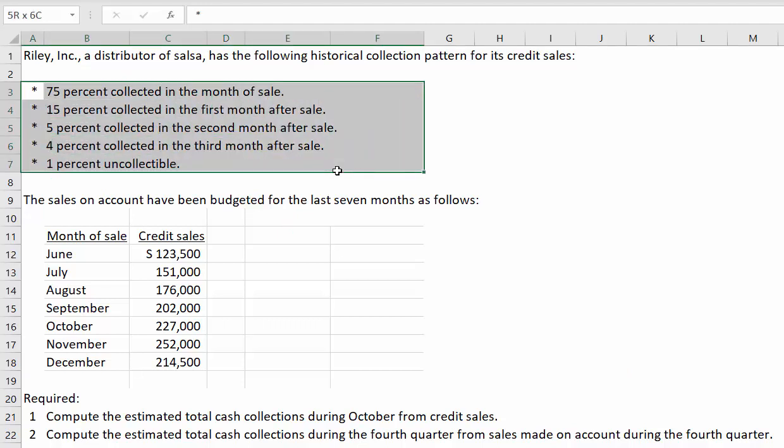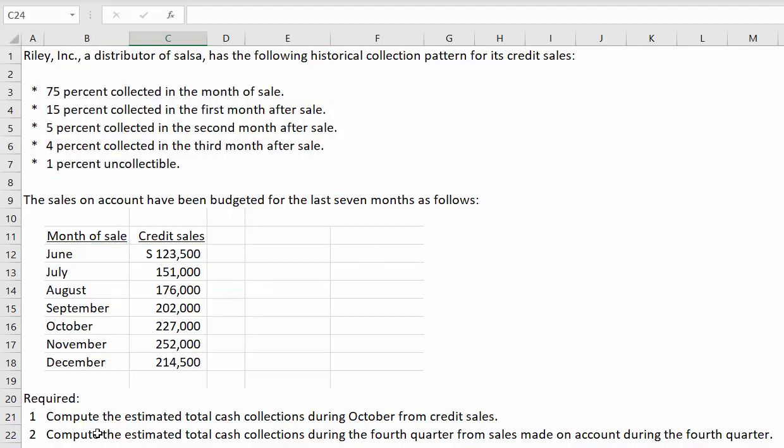Well, they told us that 75% of its collections are collected in the month of sale, then 15% in the first month after that, then 5%, 4%, and 1% respectively. And then they gave us the sales on account that were budgeted, okay? So there's our budgeted sales. All right, so with that information, they say compute the estimated total cash collections during October from credit sales.